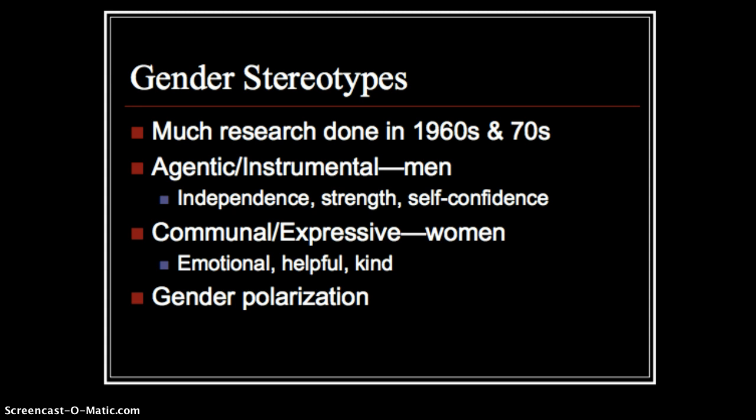Men are typically seen as agentic and instrumental, which basically means that in men we value, as a society, independence, strength, and self-confidence. In women, as a society, we value more communal and expressive traits. We value women who tend to be emotional, helpful, and kind.